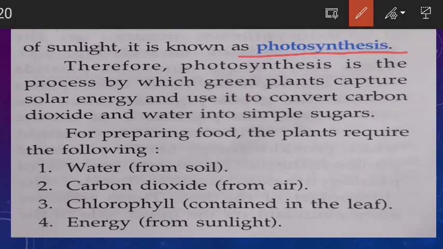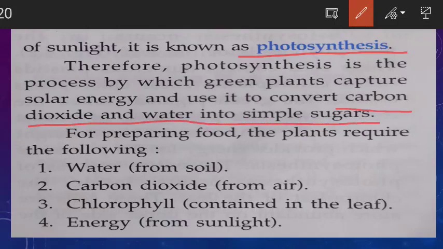So if the question is why this process is called photosynthesis? Because it is carried out in water, light. Therefore, photosynthesis is the process. This is the definition of photosynthesis. Clear? So later on also, in the next slides, you will get the exact definition of photosynthesis. So this is just to understand that photosynthesis is the process by which green plants capture solar energy and use it to convert carbon dioxide and water into simple sugar.